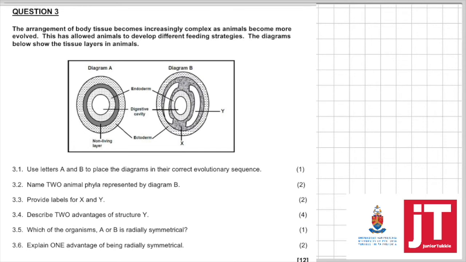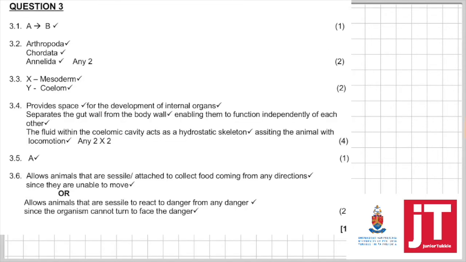3.4, describe 2 advantages of structure Y, which is the coelom. Let's look at the memo. The coelom allows for space for the internal organs to develop, separates the gut wall and the body wall, and allows these 2 walls to move independently or separately from each other. And the fluid in the coelomic cavity acts as a hydrostatic skeleton and allows for organisms to move. This is in the case of the annelids or earthworms.